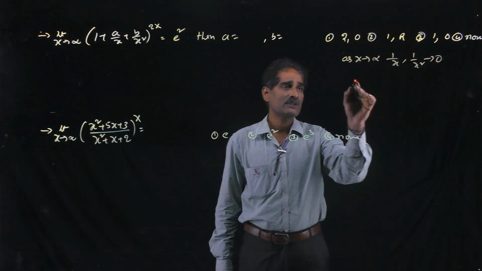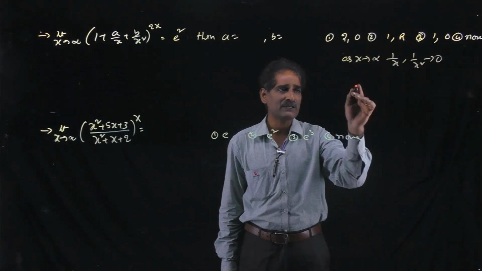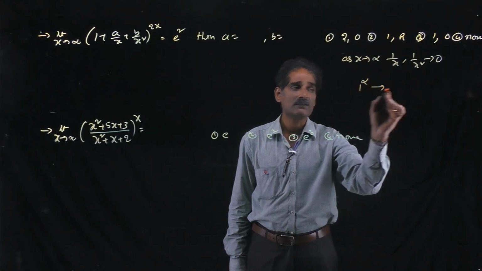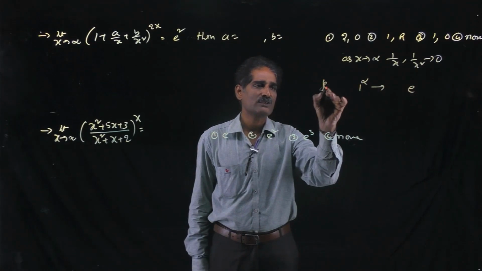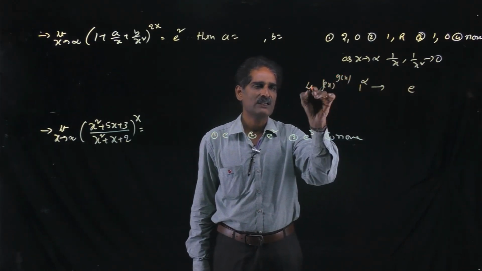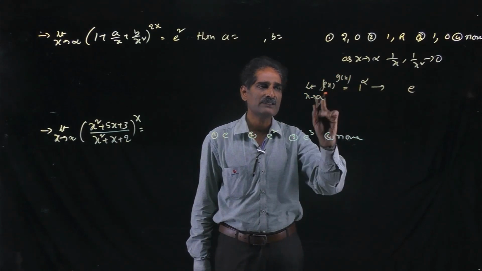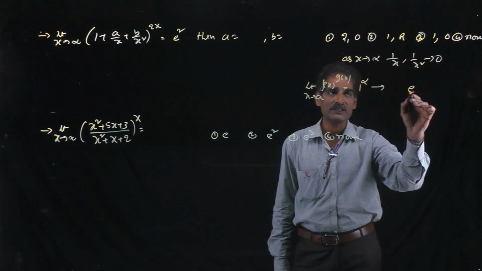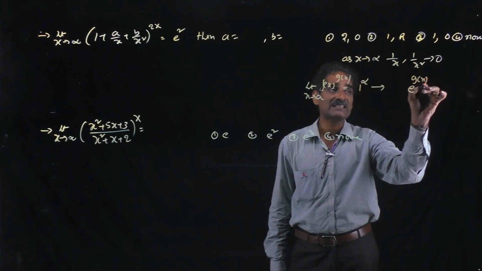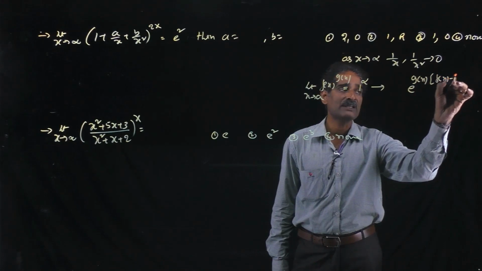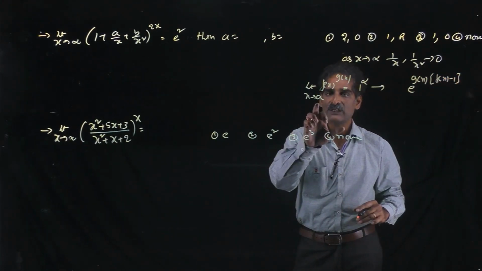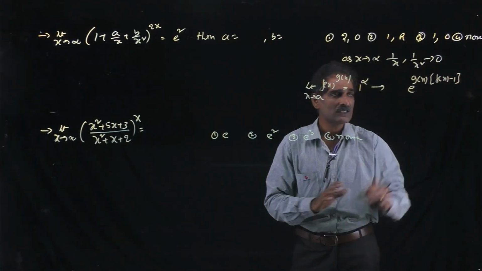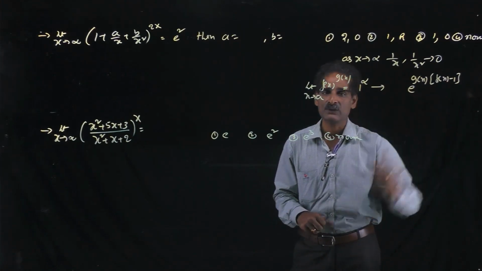At the same time, as x tends to infinity, whatever the limit, if we are getting the 1 power infinity form, then you can write e power... Suppose f of x whole power g of x, with limit x tends to some real number a, is getting the 1 power infinity form. Then there is a formula: e power g of x into f of x minus 1. At the limit value, if f of x whole power g of x is in the form of 1 power infinity, then we have to apply e power g of x into f of x minus 1.